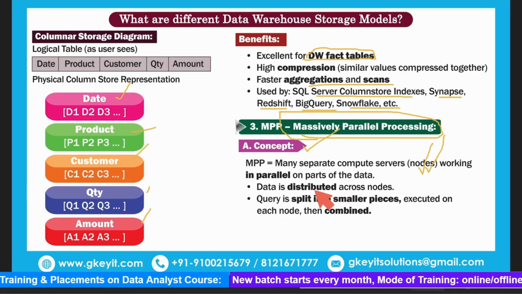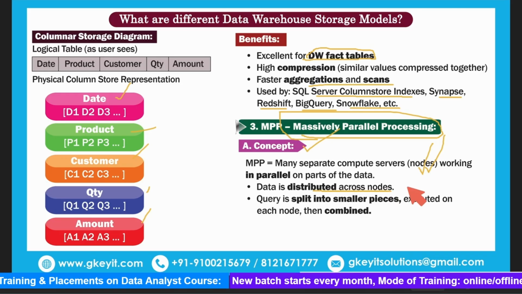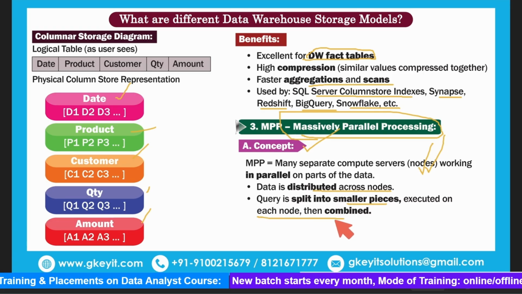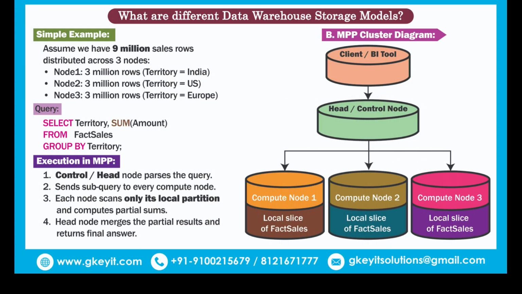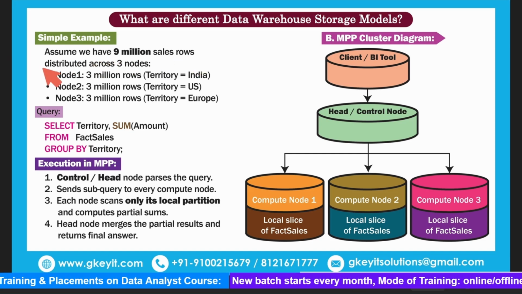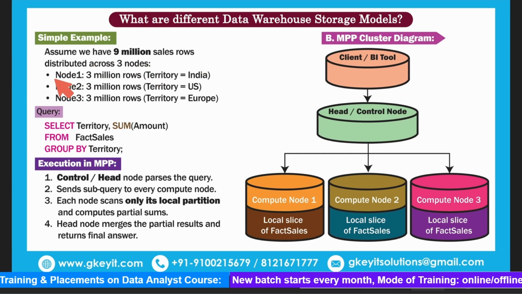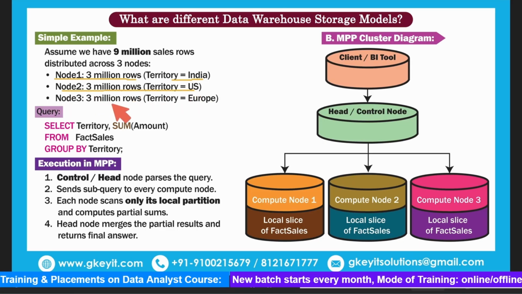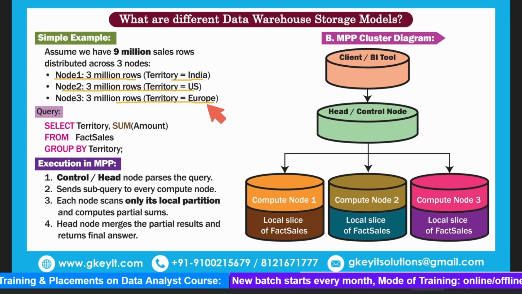Here, data is distributed across different nodes. The query is split into smaller pieces, executed on each node, then combined. Coming to a simple example, assume we have 9 million sales rows distributed across 3 nodes. The first node maintains 3 million rows for territory India. The second node has 3 million for territory US. The third node has 3 million rows for territory Europe.